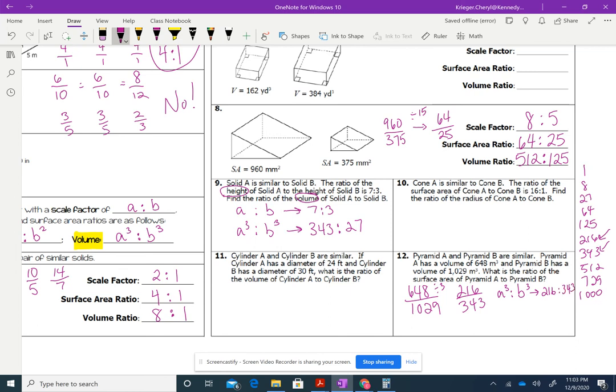All right. So that means A to B will be, okay, so this is 1, 2, 3, 4, 5, 6, 6 to 7. So the surface area ratio, right, that's A squared to B squared, will be 36 to 49. 49, not 46.